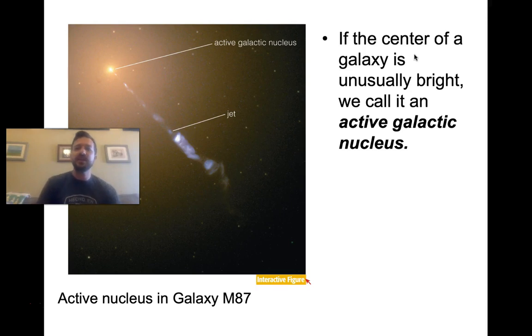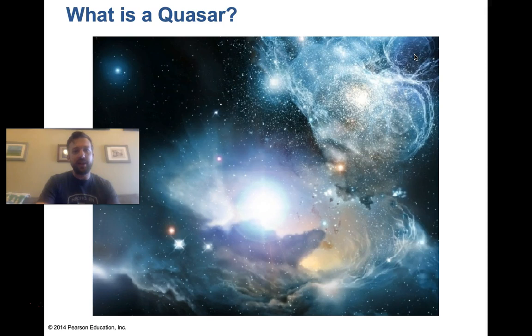If the center of a galaxy is usually bright, we can call it, okay, the center of many older galaxies that we see really far away, we call them active galactic nuclei. These are centers of galaxies that are very bright, and we can have active galactic nuclei anywhere. So it's just a very bright center of a galaxy, and that's usually where the black hole is, right?